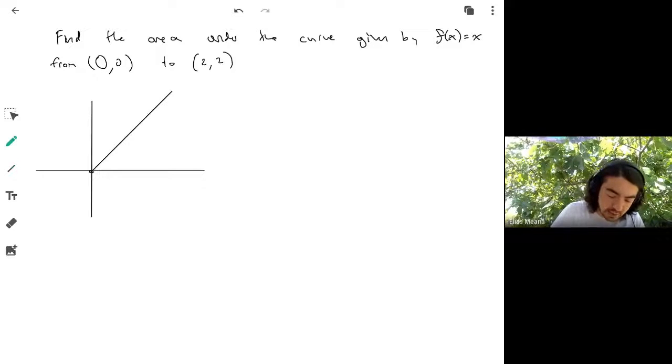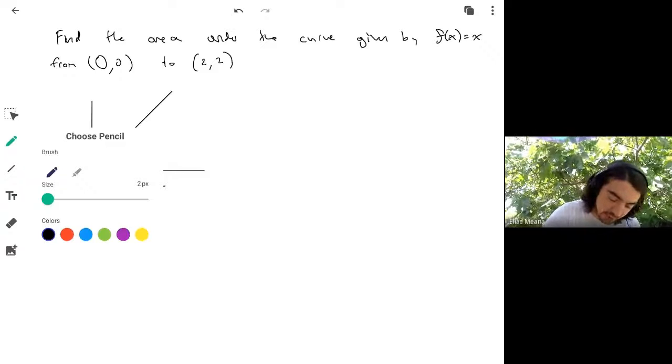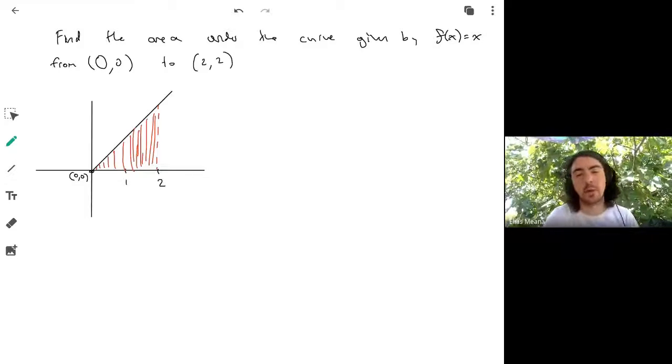So here's the origin, that's 0, 0. Then we've got 1, 1. I'll make my scale like every 3 is 1, so this is 1, and this is 2. And so what we're trying to find here is the region underneath the graph of f of x equals x from 0 to 2. So it's this red triangle thing that I've drawn right here, okay?